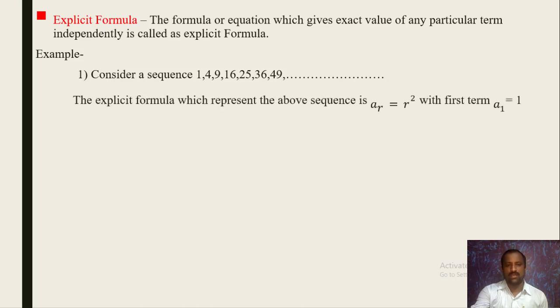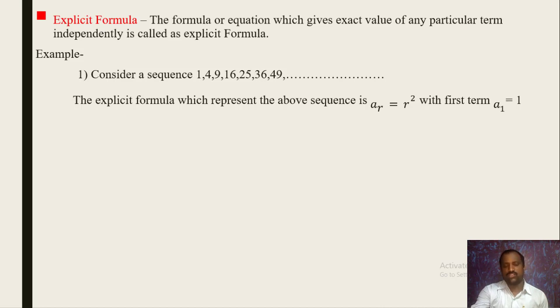That is, in general, if we want the rth term of this particular sequence, which is denoted by a_r, then it is directly given by a_r equal to r square. Therefore, the explicit formula which represents the above sequence is a_r equal to r square, with the first term a_1 equal to 1. In the explicit formula, the first term must be given. If we change the first term, then the same formula gives a different sequence.